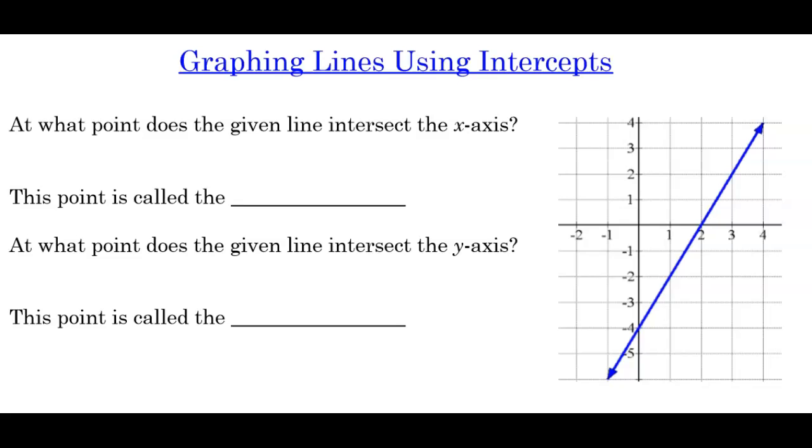At what point does the given line intersect the x-axis? So our x-axis is the horizontal axis. The blue line intersects that axis at this point here, which is 2 on the x and 0 on the y. So we have the point 2, 0. This point is called the x-intercept.